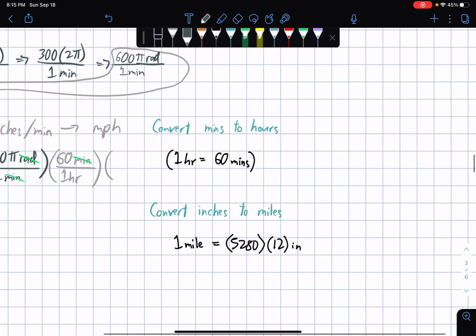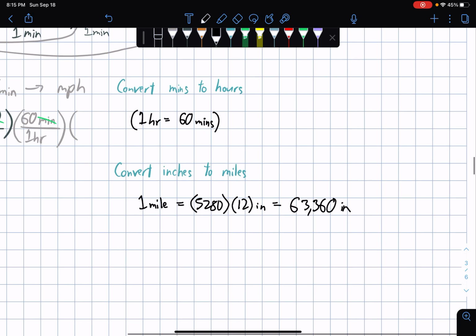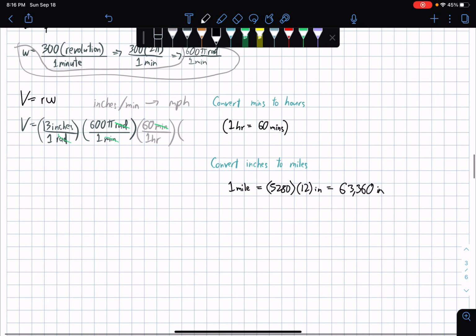By the way, I want to extend what's stated here. 1 mile is equal to 5,280 times 12, or in other words, 63,360 inches. If you want to associate 1 mile with inches, just keep remembering that 1 mile is equal to 63,360 inches. That's how I memorized how much 1 mile is in inches.